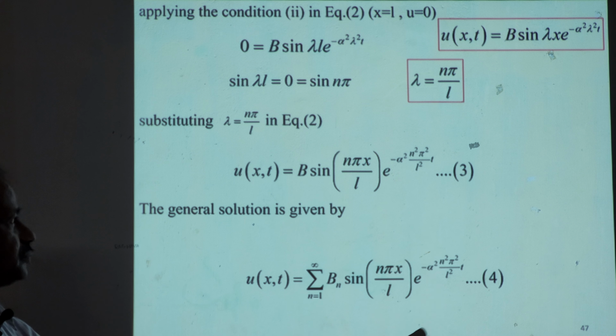So we know that the constant Bn equals 2 divided by L, integral from 0 to L, f(x) sin(n pi x by L) dx, where f(x) equals x in this interval and f(x) equals L minus x in this interval. So we have separated them. One is x, another one is L minus x.